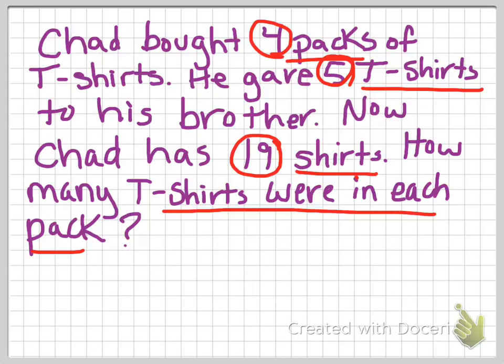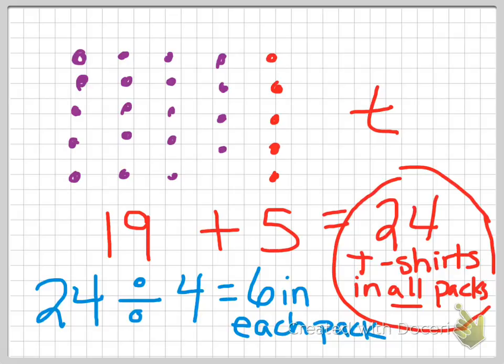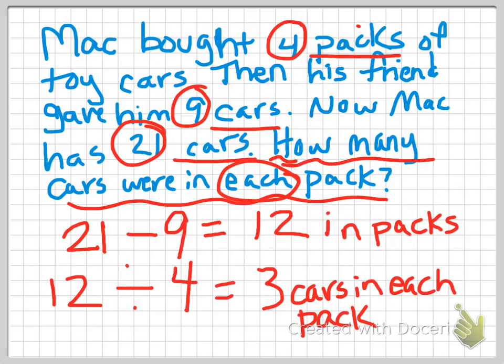In the next problem, we knew that he had bought 4 packs, but that he gave away 5 of the t-shirts from within those packs and was left with 19 shirts. So we knew we had to add those 5 back on in order to get the original amount to divide up among the packs. And again in this one, we had the cars. We ended with 21, but that was after his friend gave him 9. We had to take away those 9 to find out how many were in the packs, and then divide up that total by the number of packs we had.